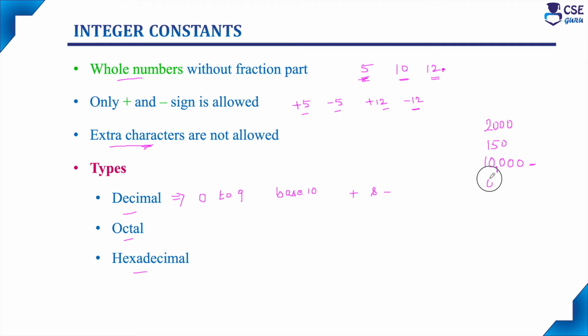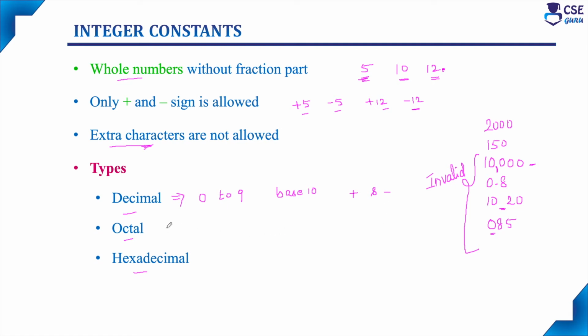And 0.8, if you are using, this is an invalid decimal constant since we are adding a fractional part, that is a dot. And 10 20, where a space is there, this space is an extra character that is not allowed. And 085, if you are considering, this prefix 0 is not allowed. So these are all the invalid decimal constants.